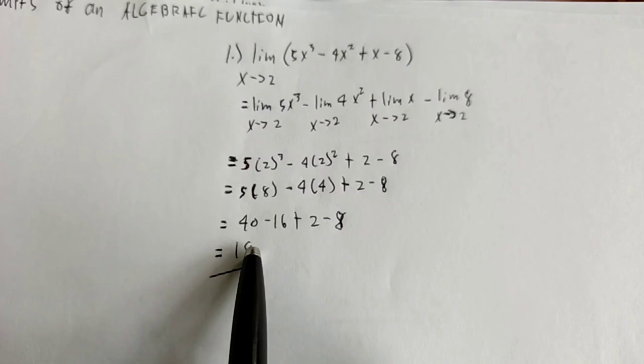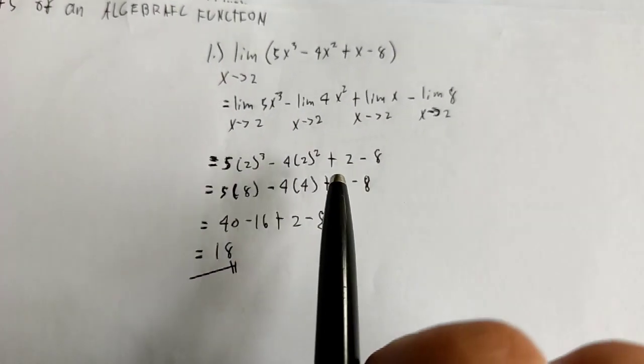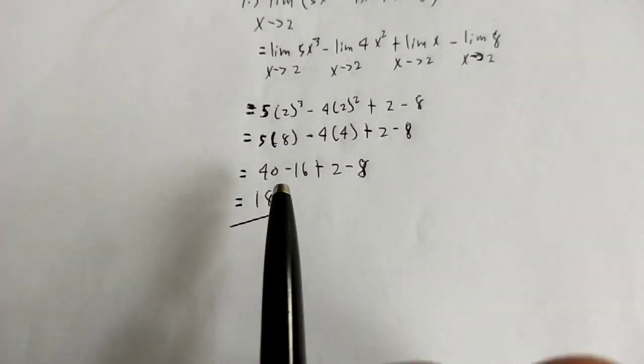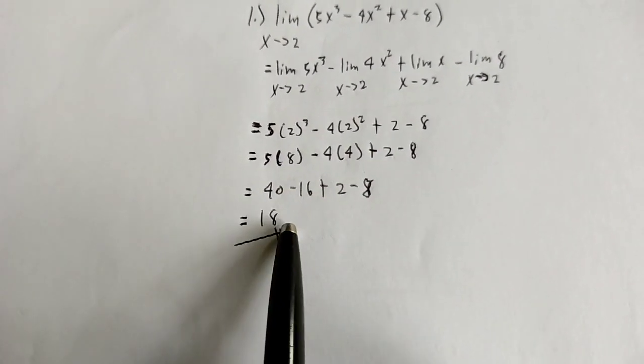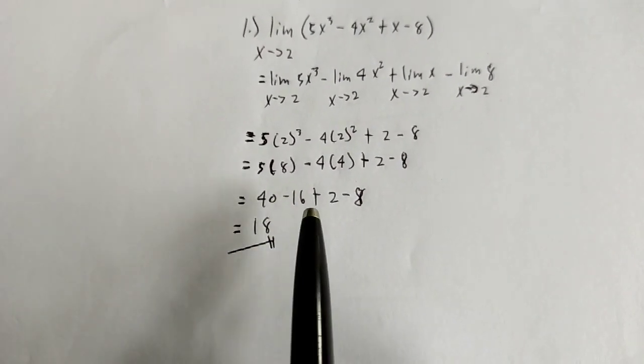So 5 times 8 would be equal to 40. 4 times 4 would be 16, and just copy 2 and minus 8. So if we input this in our calculator, or we solve this, all of it would be equal to 18.